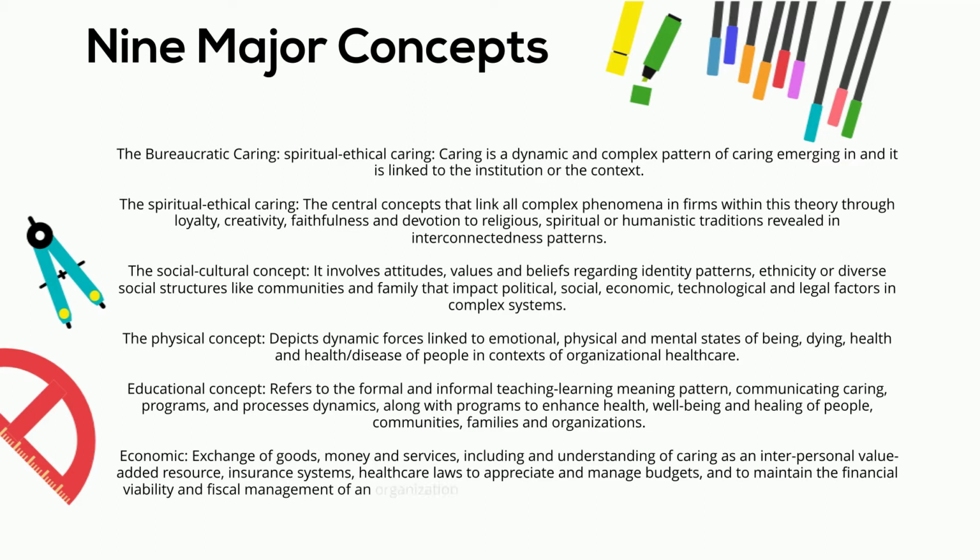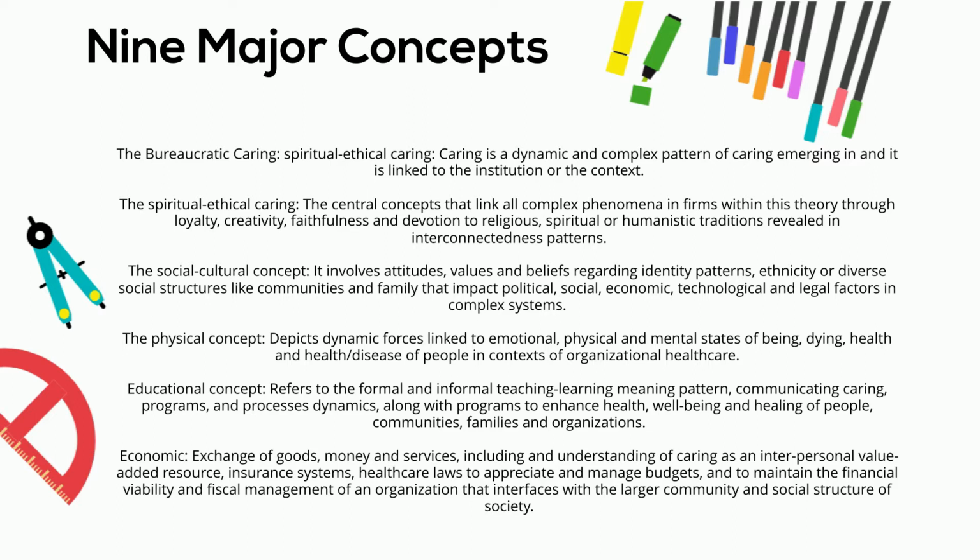Number 3, the social cultural concept. It involves attitudes, values, and beliefs regarding identity patterns, ethnicity, or diverse social structures like communities and family that impact political, social, economic, technological, and legal factors in complex systems. Number 4, the physical concept. It deals with dynamic forces linked to emotional, physical, and mental states of being, dying, health, and disease of people in the context of organizational healthcare.